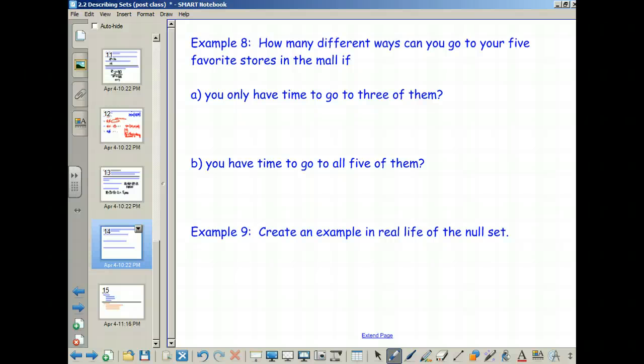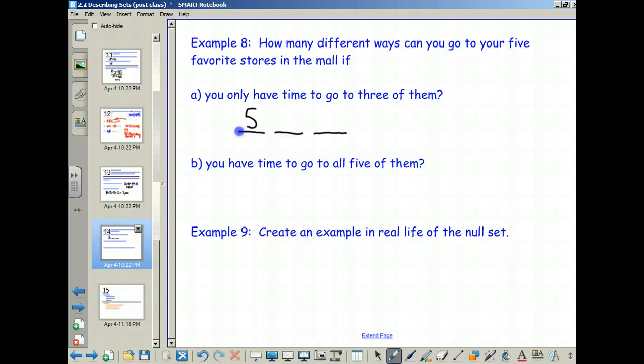So we're going to go to the mall, and we have 5 favorite stores apparently in this problem. But we only have time on part A to go to 3 of the 5 stores. So we only have 3 blanks, because we're only going to shop at 3 stores. And if we spend too much time, we may not be able to go to all 3. But that's okay, we're going to go to 3. How many choices do I have when I start? 5.